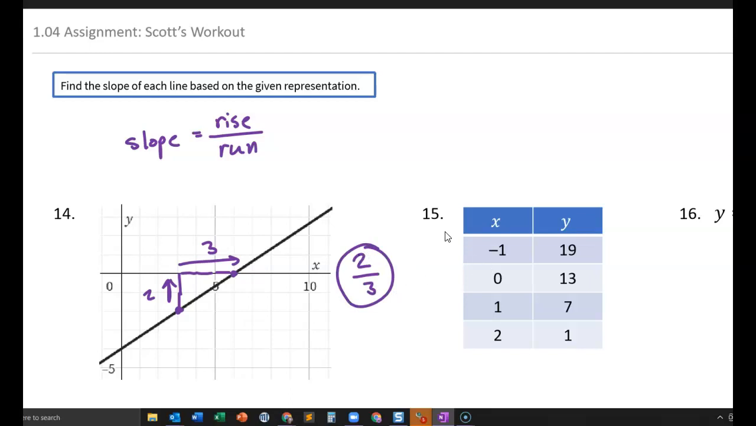And I'll just give you a hint on number 15 here. Remember that the slope, which is what we're asking for, the slope is just the common difference. So if you can find the common difference in this one, you'll get the slope. And that's it for today.